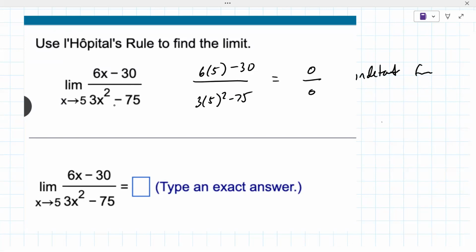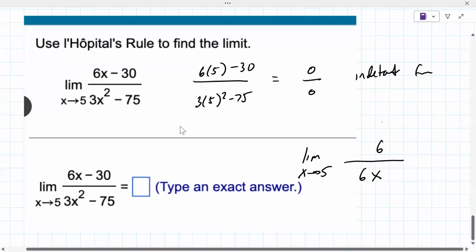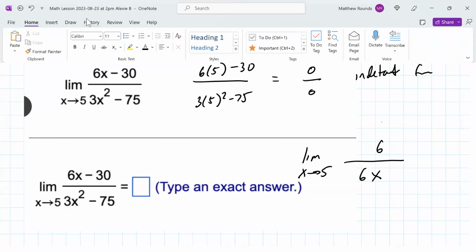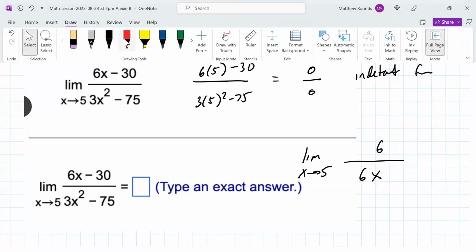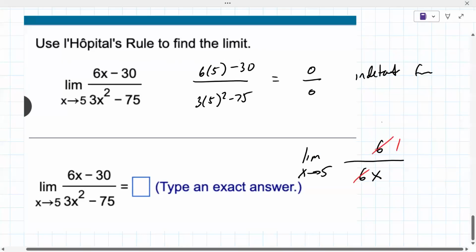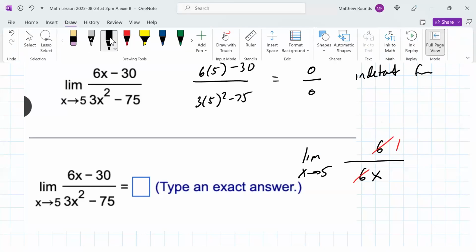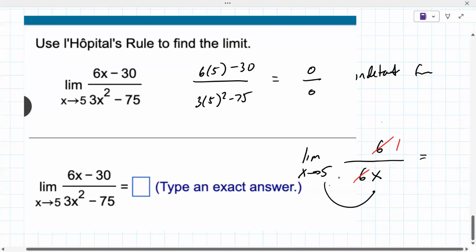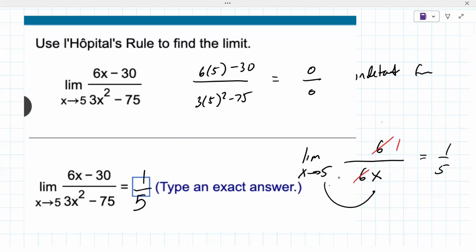So the derivative of the top is 6. The derivative of the bottom is 6x, like this. And what you can do is simplify. See how the 6's cancel, but be careful there. When the 6's cancel, there's still a 1 in the numerator, and you're still putting that number in for x, so it ends up being 1/5.